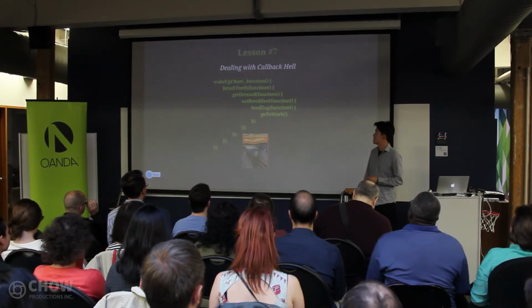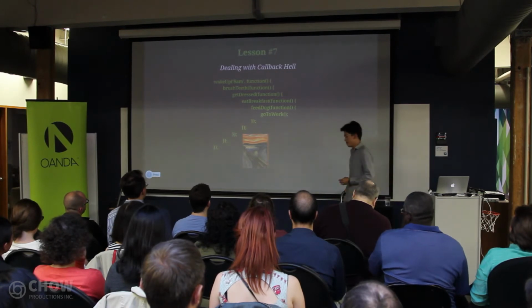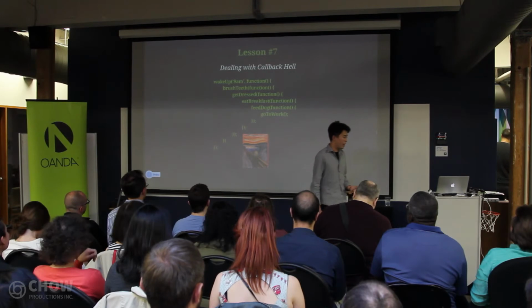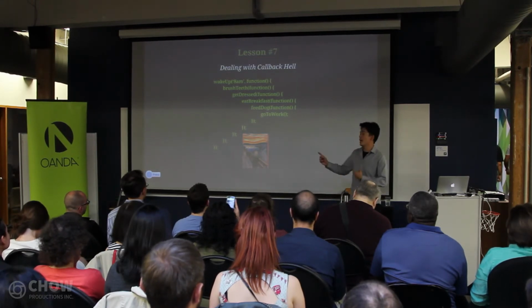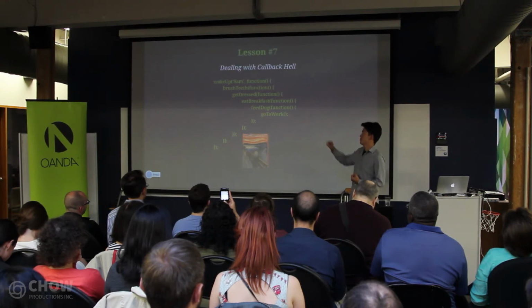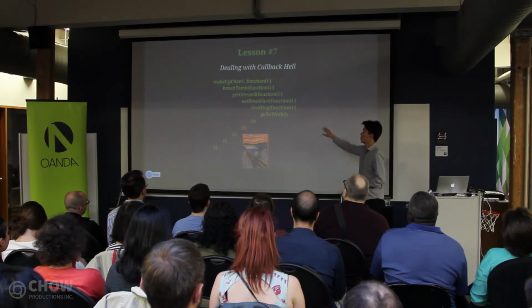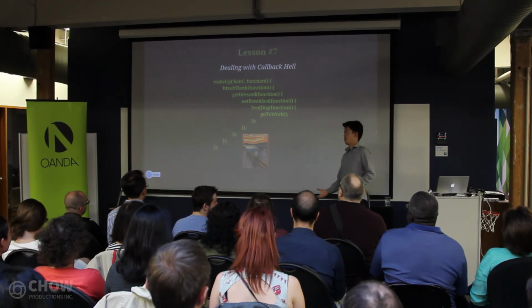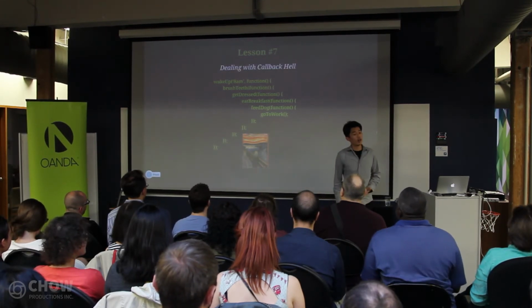Lesson number 7 is actually dealing with callbacks. So if you've worked with JavaScript for any long period of time, you've worked with callbacks, and you've noticed that the more callbacks you do, and the more callbacks you nest, the more it looks like that, basically. So if you add 1 or 2 more, eventually you end up scrolling horizontally more than vertically, which is not a good thing because you really kind of lose where you are in the code.